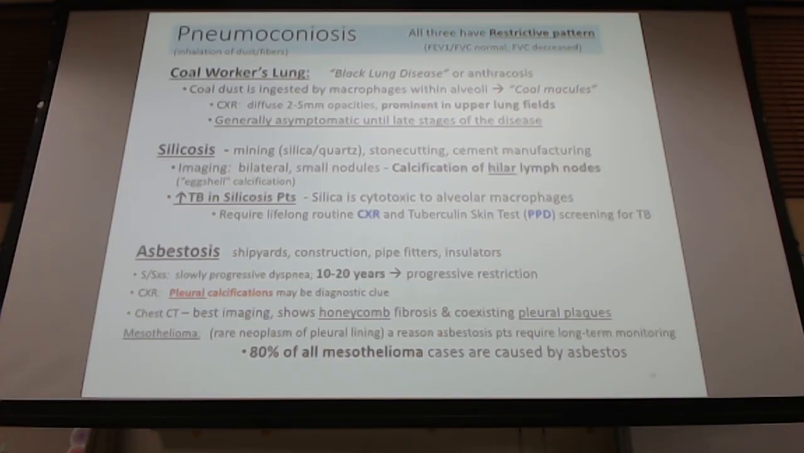The other thing I need you to correlate with silicosis is the patients who have it. So an old guy who was a stone cutter has a restrictive pattern, he's got calcifications, eggshell calcifications. And then the question is, what do we need to make sure we're doing? And that is screening for TB. The changes that the silica causes in the lungs set up the playing field for TB, so we have to screen them lifelong.